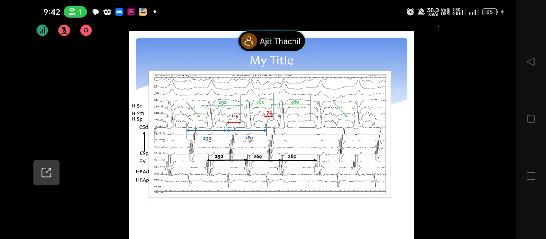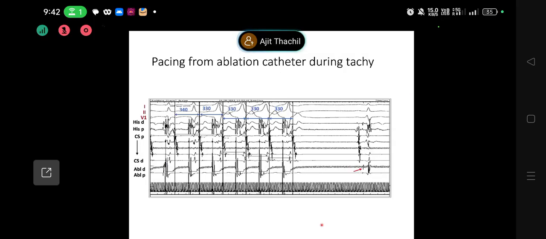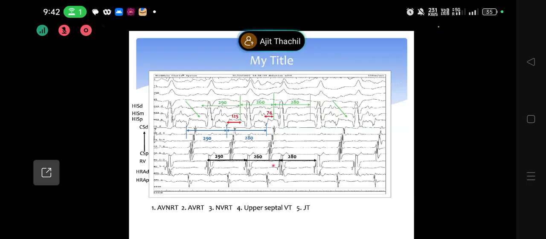So if a His-refractory PVC resets the H and that resets the next V, but there is no A happening at that time, it is very obvious. It is an accessory pathway which is inserting into the His. The A is just a byproduct. So this would be what we call a nodoventricular reentrant tachycardia. So I'll stop with that.